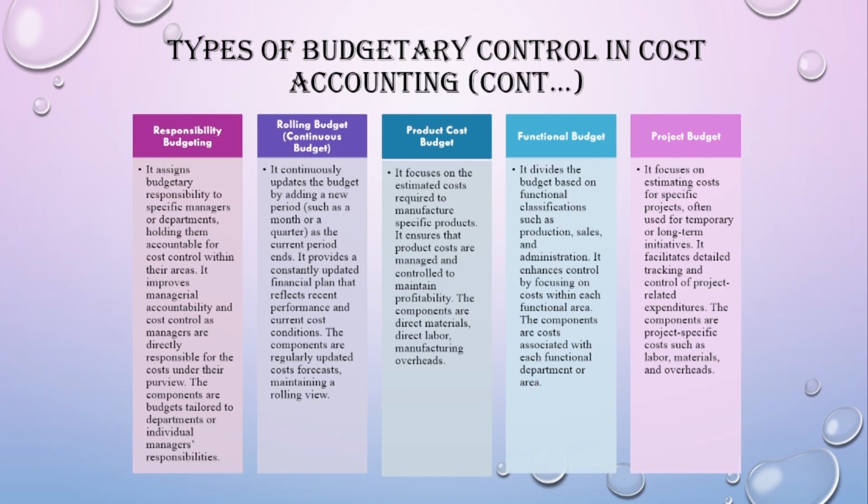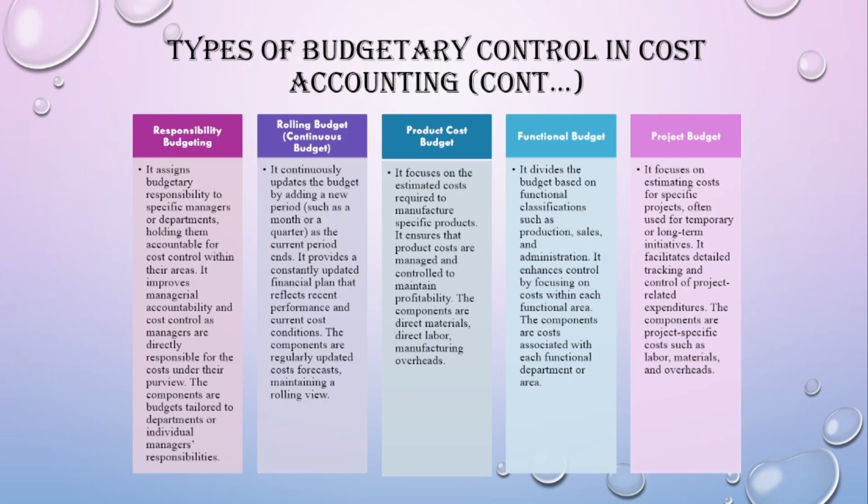It continuously updates the budgets by adding a new period, such as a month or a quarter, as the current period ends. It provides constantly updated financial plans that reflect recent performance and current cost conditions. Another type of budgetary control in cost accounting is the product cost budget. What is a product cost budget?